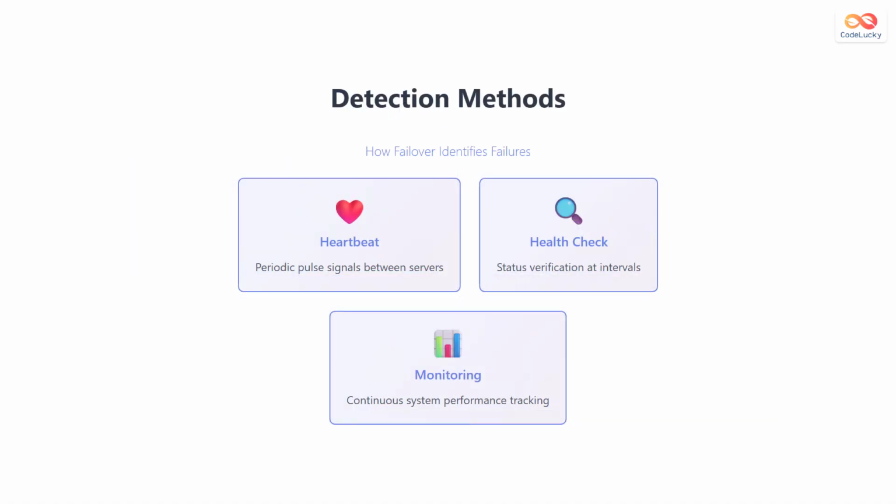Failover systems use three main methods to detect failures. The first method is heartbeat monitoring, which sends periodic pulse signals between servers. If the primary system stops responding to these signals, a failure is detected. The second method is health checks, where the system performs status verification at regular intervals to ensure everything is working correctly. The third method is continuous monitoring, which tracks overall system performance in real time. Together, these methods ensure that failures are identified quickly and accurately.